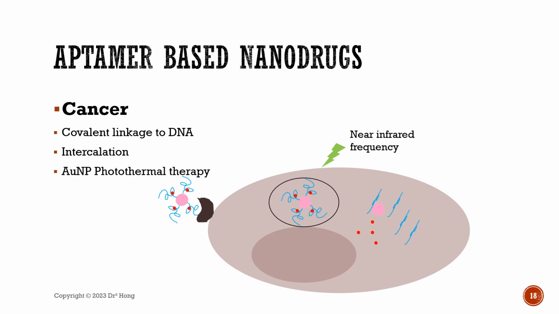Now, sometimes you can also add on different molecules to this whole assembly, such as gold nanoparticles. With something called near infrared frequency, you can actually heat up the gold nanoparticles that are being taken up by the cancer cells. With this heating process, it can burn the cancer cells. So a lot of these things are in investigation. Here is just an example of that.